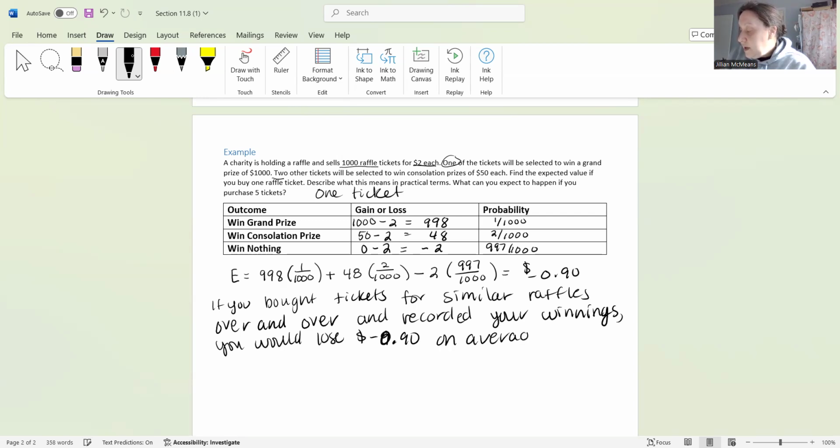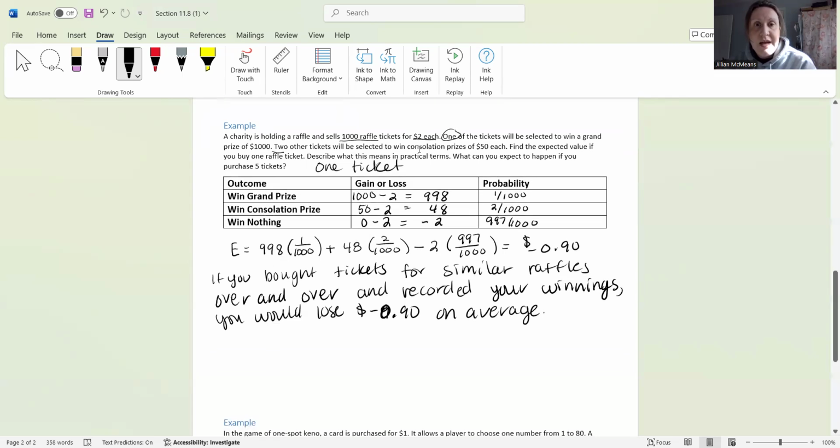Now, that does not mean you lose 90 cents every time you play a raffle like this. Sometimes you're going to win grand prizes, sometimes you're going to win consolation prizes, most of the time you're going to lose. Okay? That just means if you were to play this over and over hundreds of times and you recorded your gains and your losses, on average you could expect to lose 90 cents every time you play. Now, with that said, it's generally for charity. Suck it up, lose your 90 cents, okay? But that is what you could expect over the long run, okay?